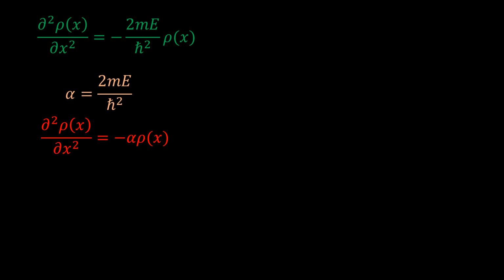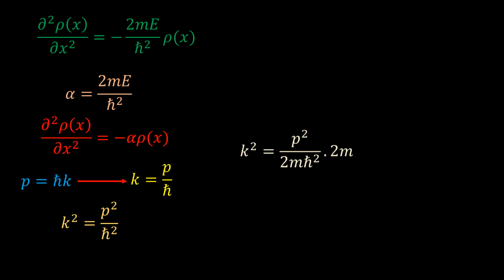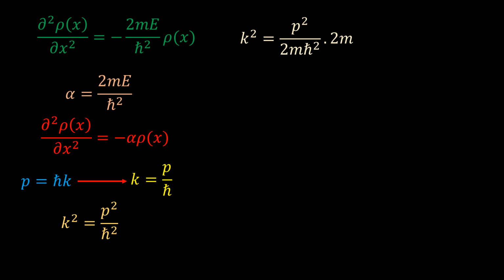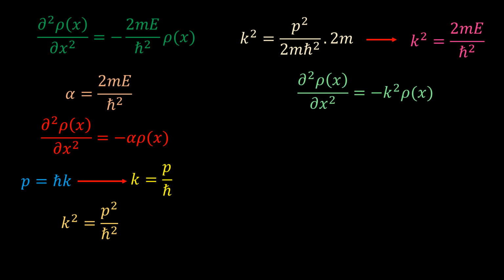We know that linear momentum is equal to h bar k. So k is equal to p on h bar. Squaring both sides yields this. Now, let's multiply and divide the right-hand side by 2m to have this. Notice that p squared on 2m is equal to the kinetic energy. So, k squared is equal to 2mE over h bar squared, which is equal to alpha. So, alpha is equal to k squared.